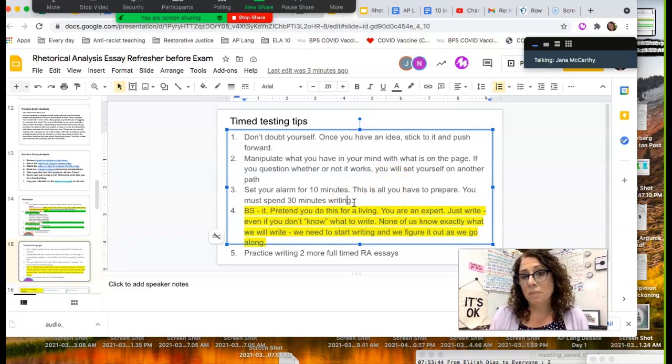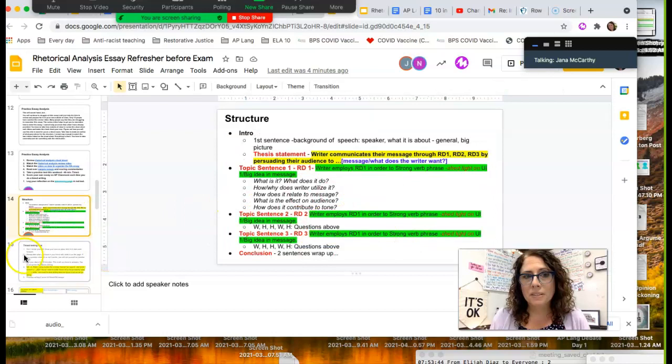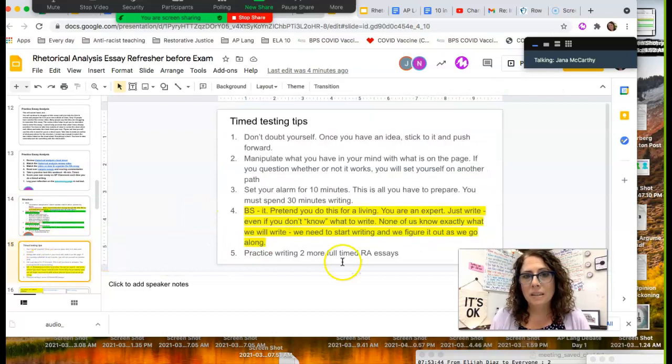Set your alarm for 10 minutes. That's what you read. That's what you find your rhetorical devices. That's how you set up your thesis and your topic sentences. That's 10 minutes. If you do it in 12, fine, but you have to get to writing. You need 25 to 30 minutes to just draft.